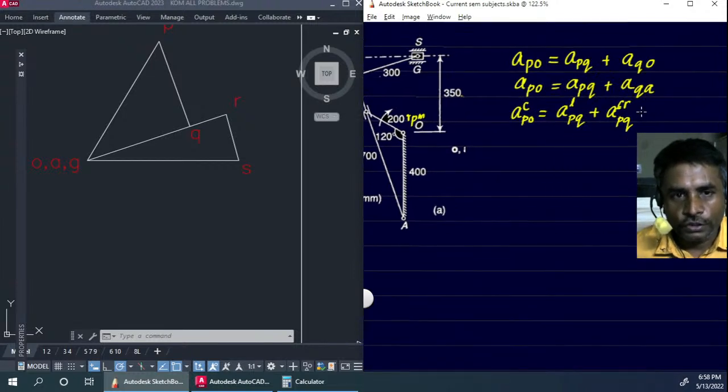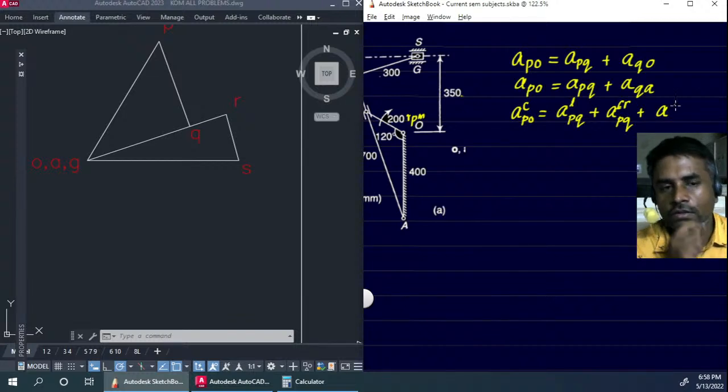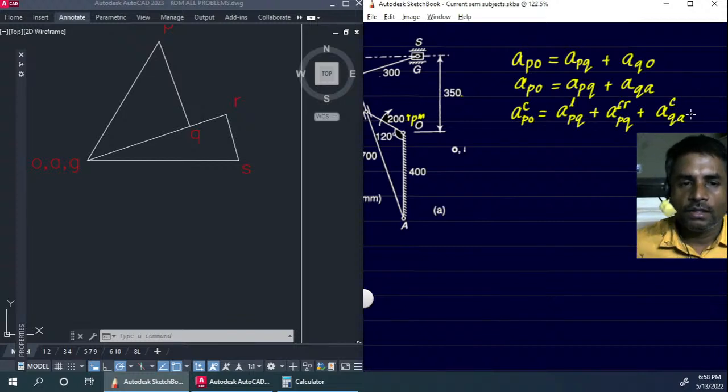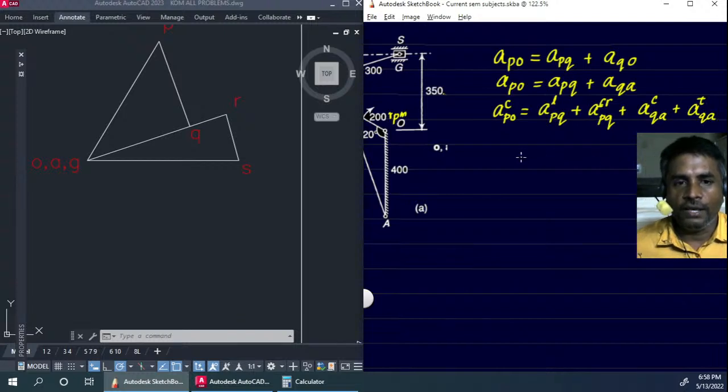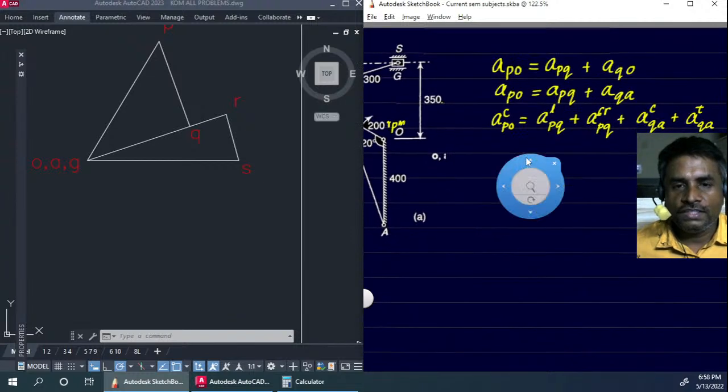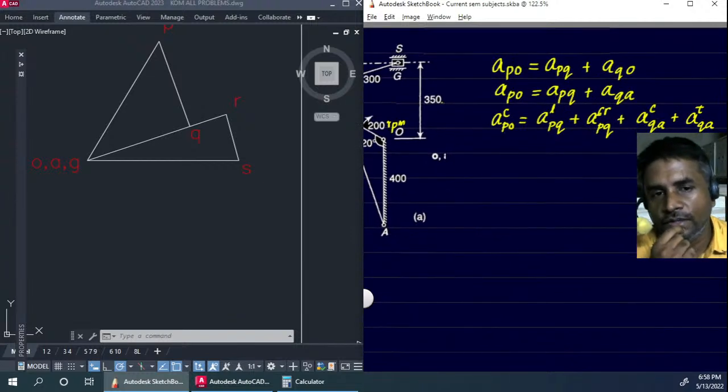Then coming over here, acceleration of Q with respect to A will again have two components. The first one would be the centripetal component of Q with respect to A, and then we'll have to take the tangential component of Q with respect to A. So these are all the accelerations that we'll have to find. Let us try to find all of these one by one.